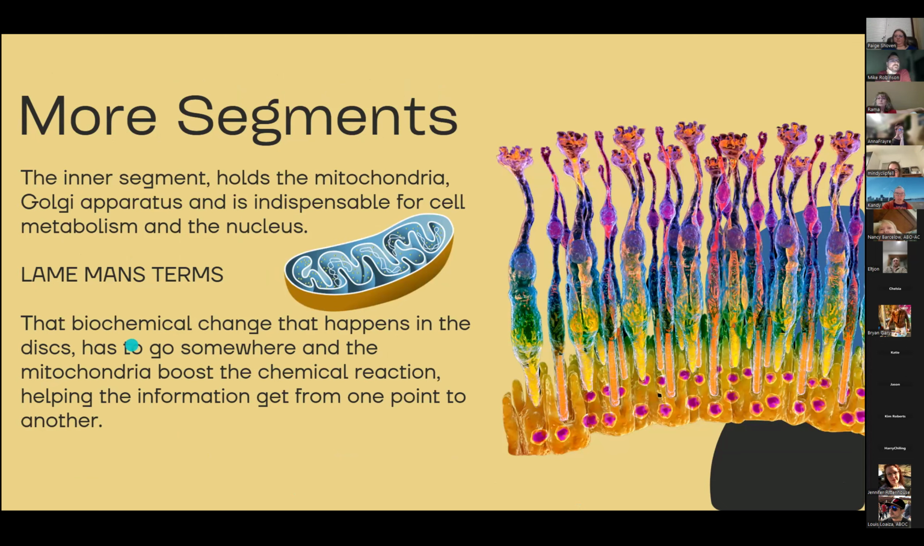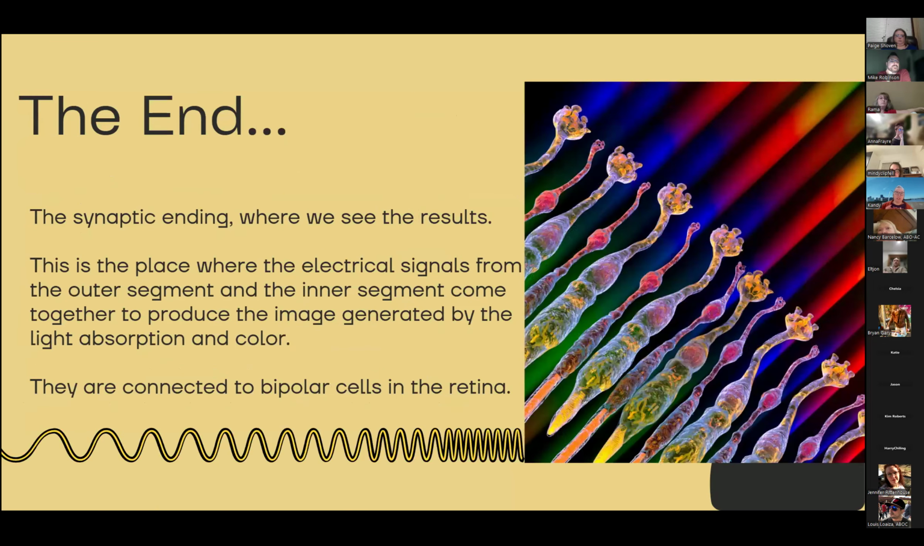That just means, to me, in my layman's terms, that the biochemical change that happens in the discs has to go somewhere because of the energy. We know energy travels. It just keeps traveling, and it transforms from one point to another to help us with those wavelengths. And then in the synaptic ending is where we see the results. That's where it's hitting the retina and getting into the back of the eye and triggering the brain and the eye to see the image that we are looking at with the light and the color.